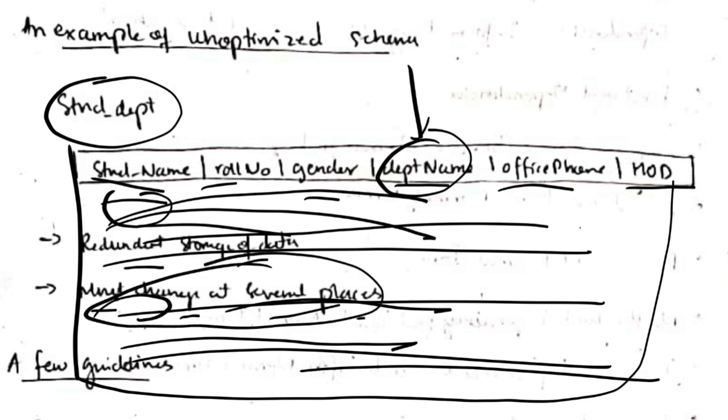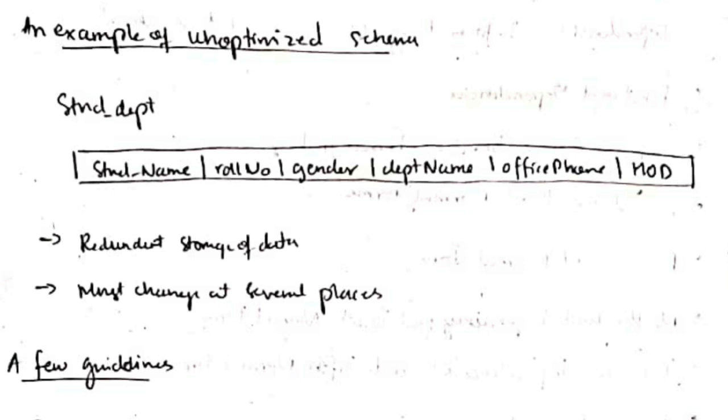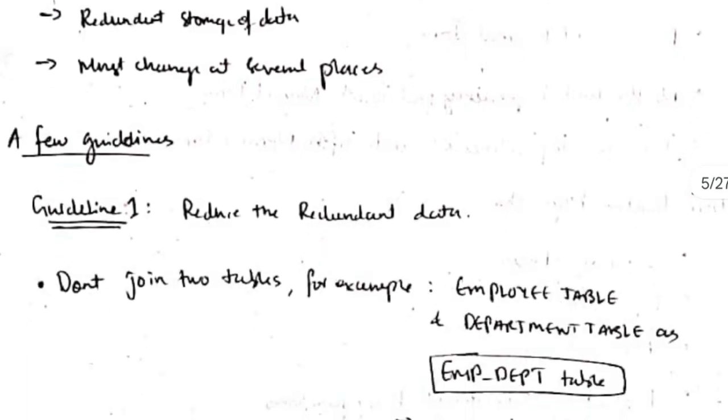And redundant storage of data: the department name is the same, right? We are writing it many times here. Also gender, it's male and female, so we'll be writing male and female many times here. So that is redundant data. How can we overcome the redundant data? We'll separate the tables into many parts.